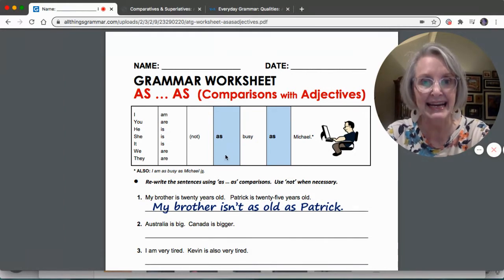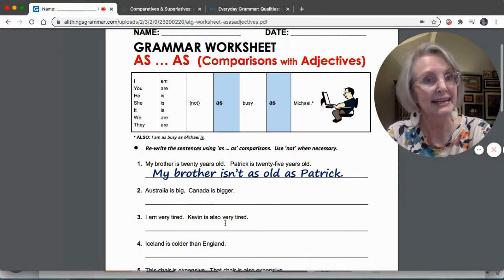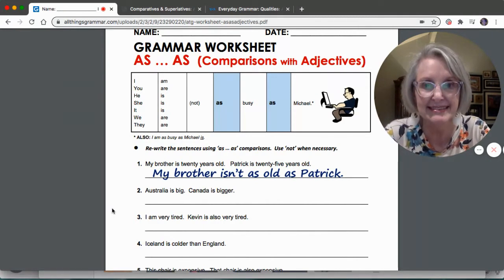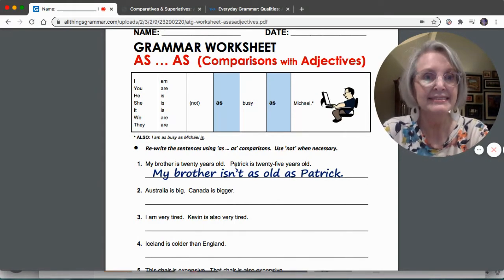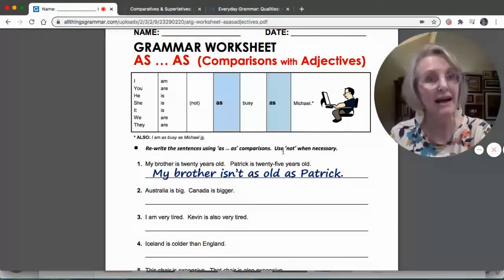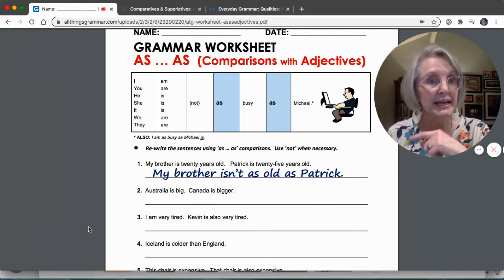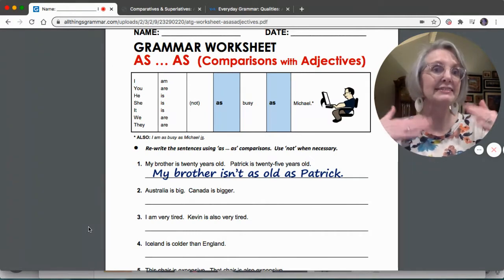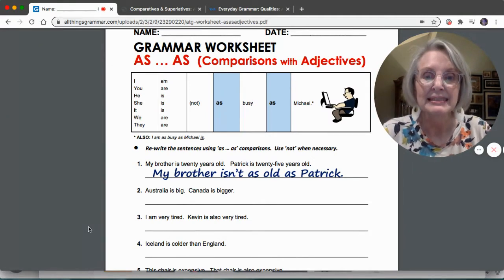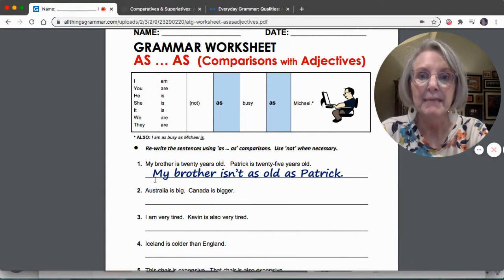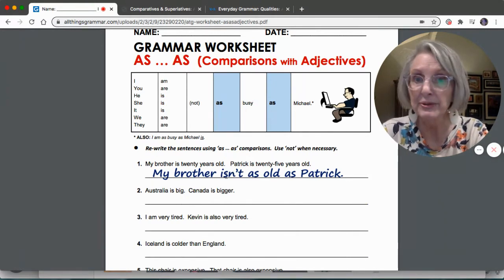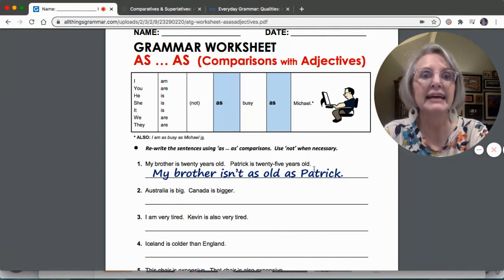So busy is an adjective. They want us on this page to rewrite the sentences, making them comparisons. And we can make an inequality, so we can say "not as" if we want to. For example, it says, my brother is 20 years old. Patrick is 25 years old. So you can see these are not equal, right? So they made the sentence, my brother isn't, or is not, as old as Patrick.